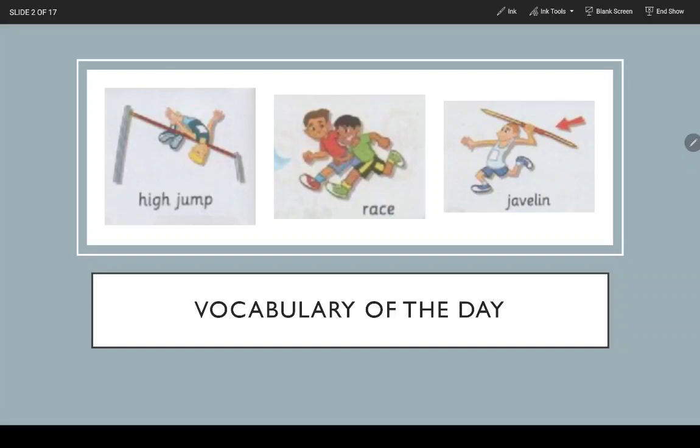Vocabulary of the day. High jump. Race. Javelin.